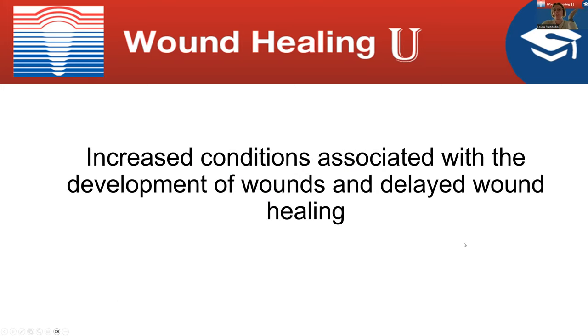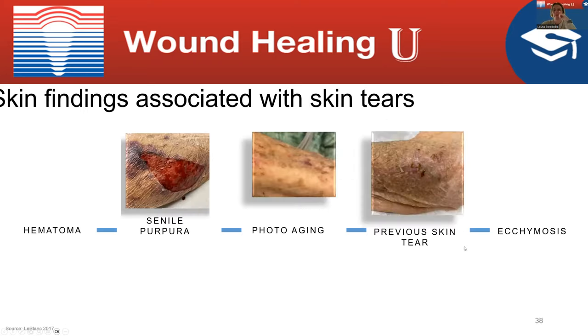So as we age, we have increased conditions associated with the development of wounds and then delayed wound healing, as we're familiar with. Now, when we're looking for skin findings that are associated with skin tears, things we tend to see commonly with these patients: hematomas. We went through that, warfarin skin necrosis, but certainly hematomas in general. Again, Coumadin is a common culprit there.